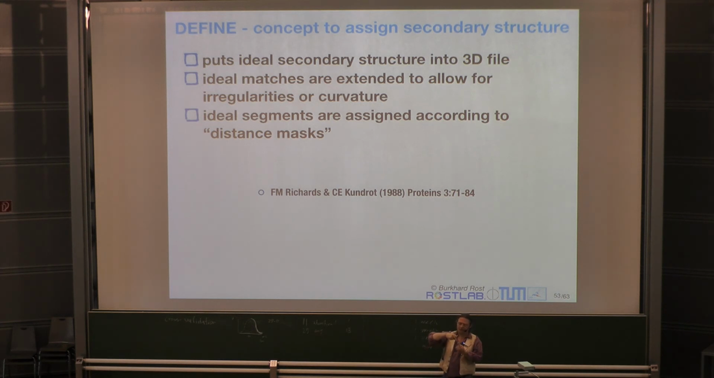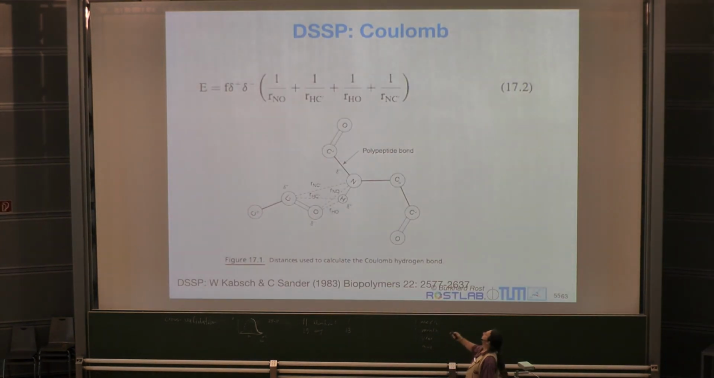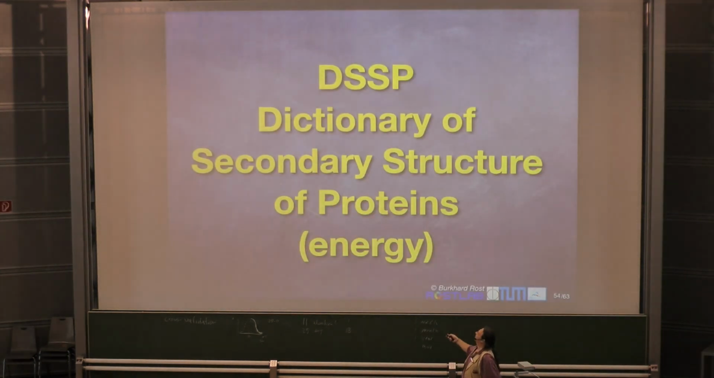In a helix, it's I and I plus 4. That's the repetition you had in your mind when you came up with your first algorithm. And a beta strand is the hydrogen bond formation between adjacent strands. Why not use that? Why not simply look at a bunch of hydrogen bonds? The way we get them is we have a simple Coulomb energy model. And DSSP, in fact, is the method that does it. The dictionary of secondary structure of proteins.